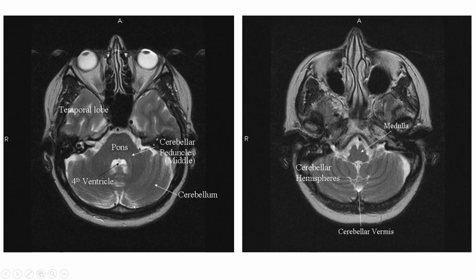And going back to this other slide, so the pons, and then posterior to the pons is the fourth ventricle. And you can see on either side of the fourth ventricle are the cerebellar peduncles. And the cerebellar peduncles connect the cerebellum to the pons and the brainstem. And you're seeing the middle cerebellar peduncles. Once again, those are the ones that are easiest for us to recognize. So we say that we see the middle cerebellar peduncles.